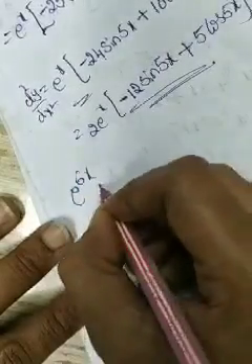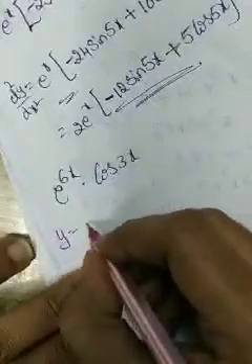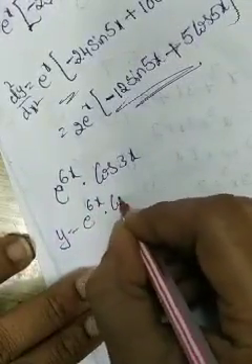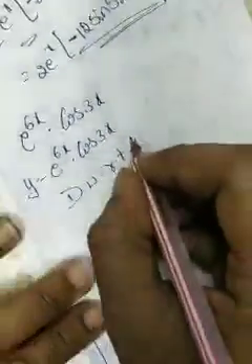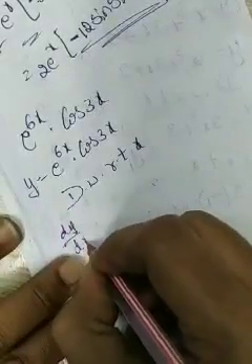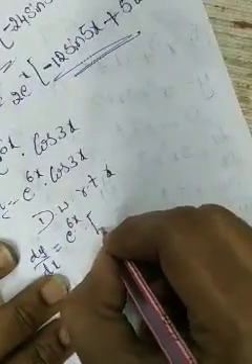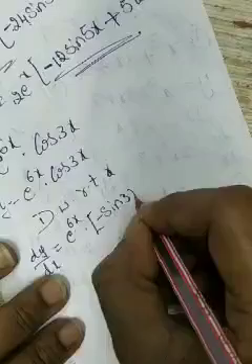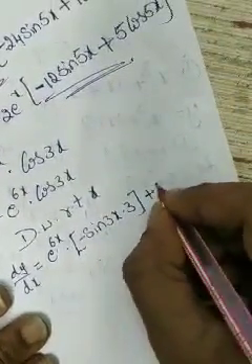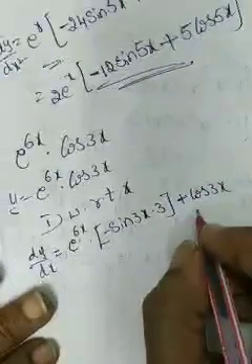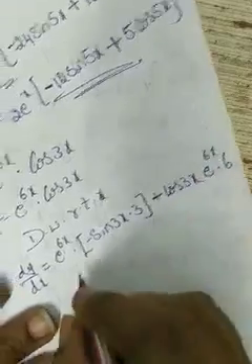e raised to 6x into cos 3x. So y is equal to e raised to 6x into cos 3x. Differentiate with respect to x. It becomes dy by dx is equal to e raised to 6x, cos 3x derivative is minus sin 3x into 3. Minus sin 3x into 3 plus keep cos 3x as it is. e raised to 6x derivative, e raised to 6x into 6.